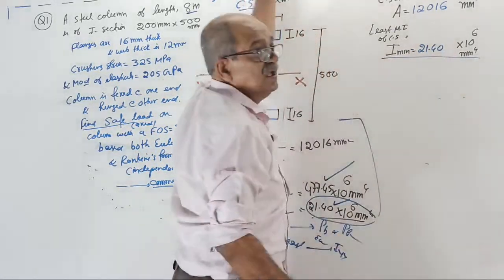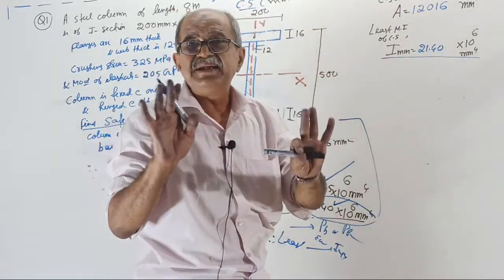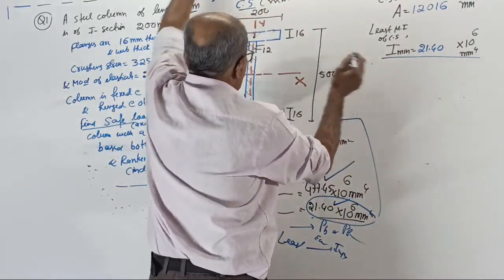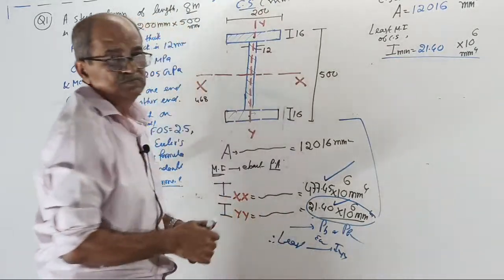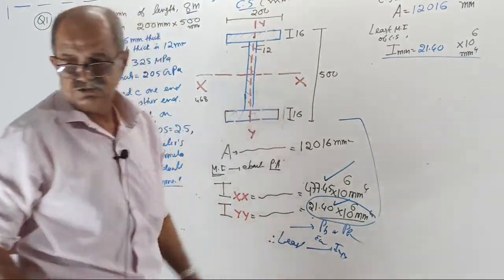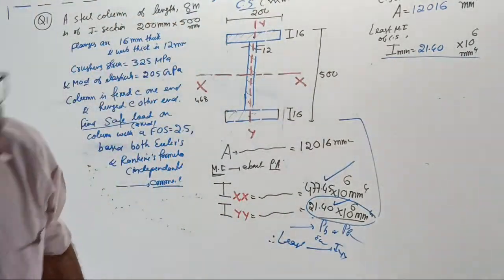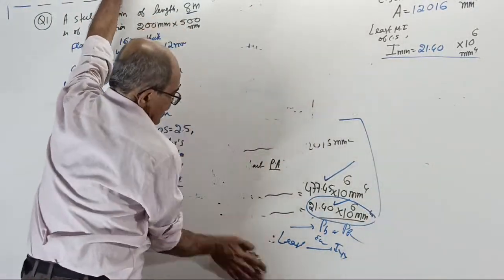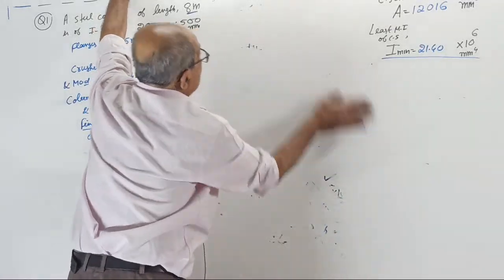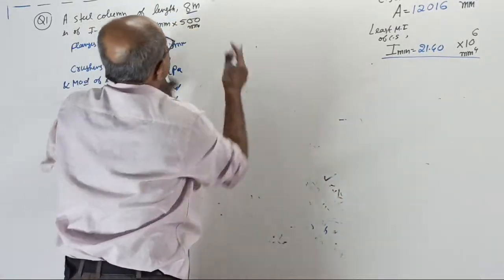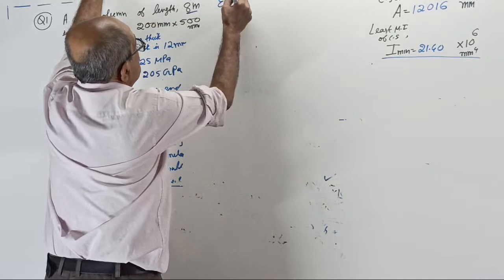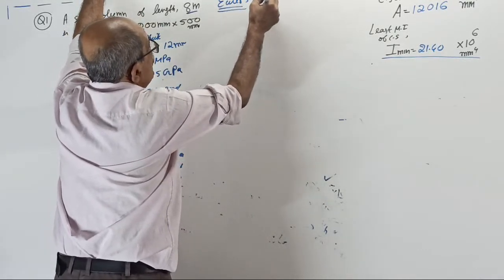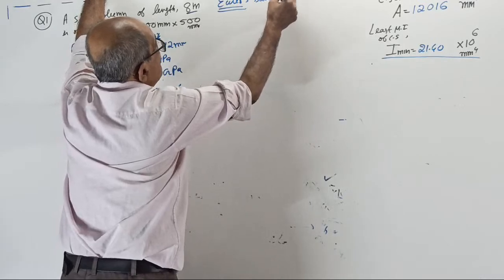Now, with this much data, I will remove this one. Cross section is not required. Come back to the problem. Okay, start. Now, first consider Euler's buckling load. Complete the question. Buckling load.